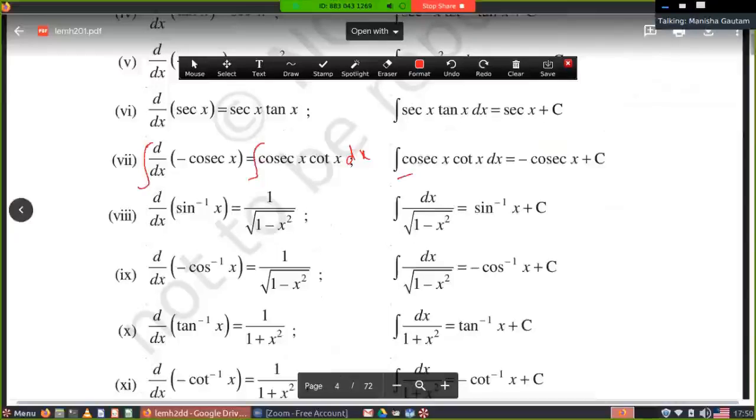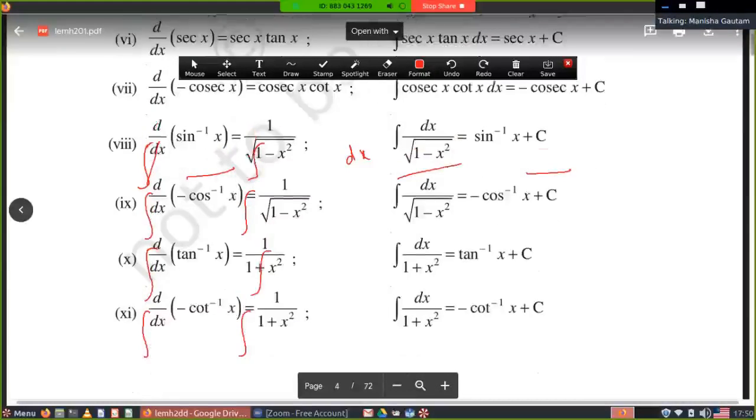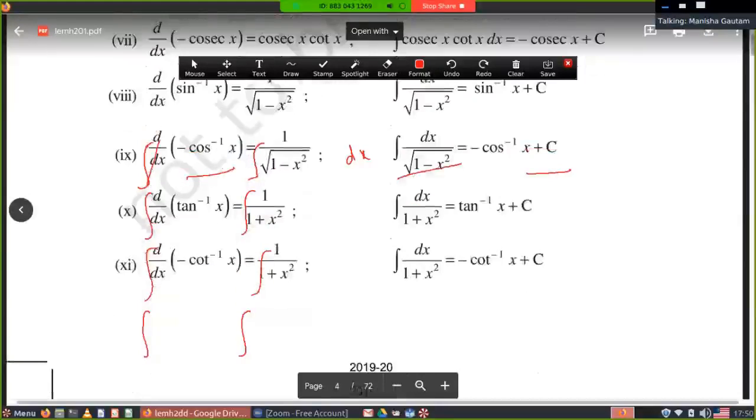You can do this and write it like this. This comes out minus cosec x because these two are cancelled. Next, write down the integration sign, and you are getting the integration formula. Okay, I hope you can learn these formulae.